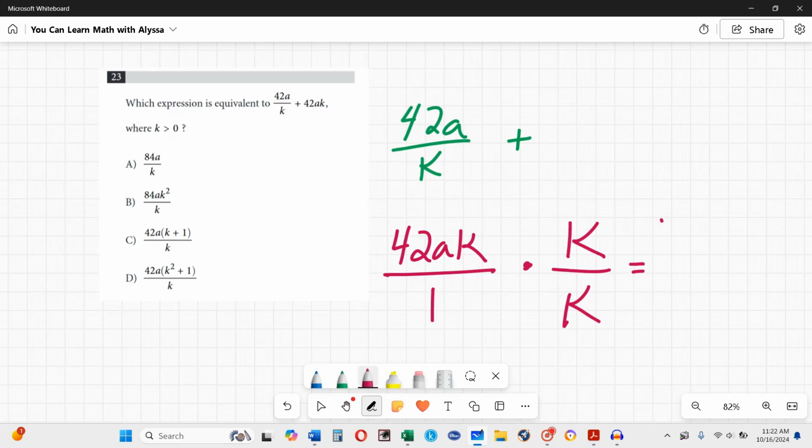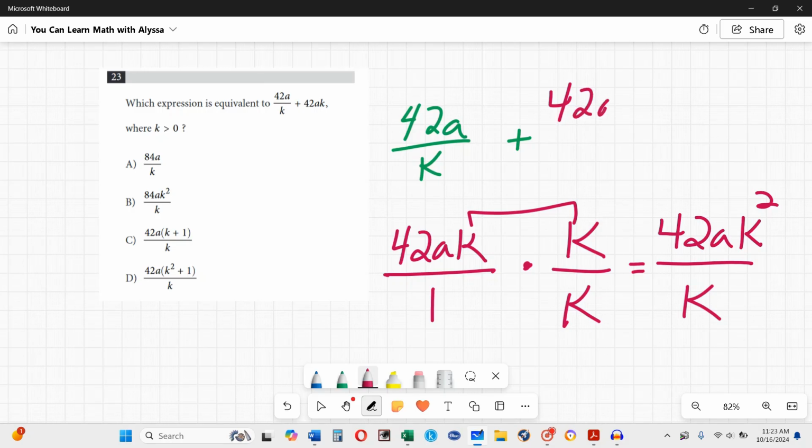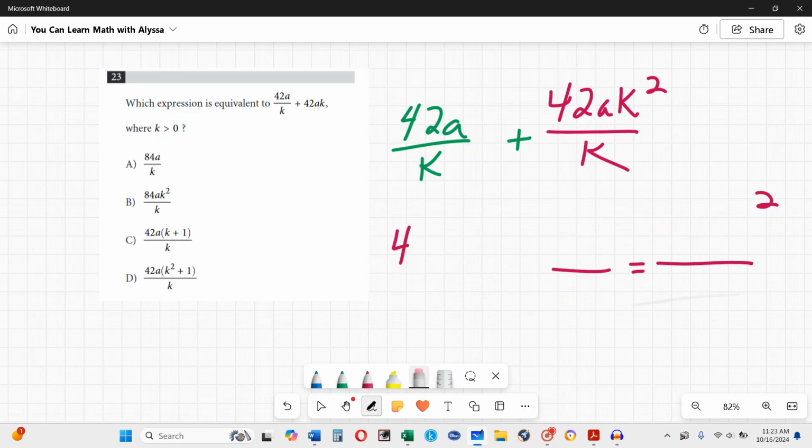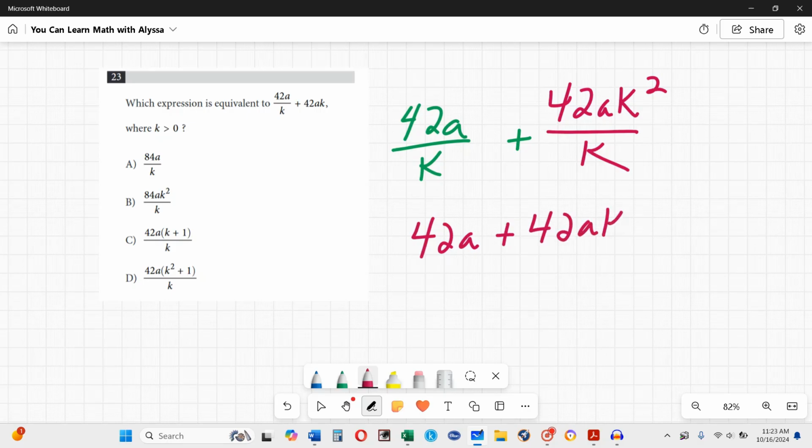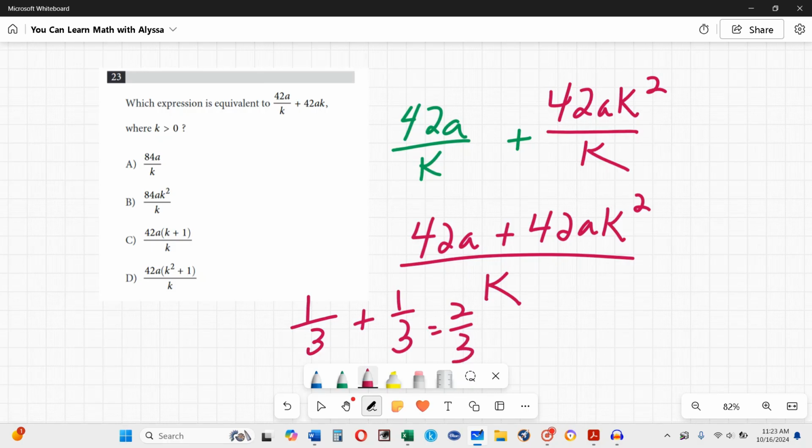So on the top, 42 and the a stay the same. k times k is k squared. On the bottom, 1 times k is k. Okay, I've converted it. And now I can add them. So that is going to be 42a plus 42ak squared all over k. As soon as we have that common denominator, just like 1/3 plus 1/3 equals 2/3, that denominator stays the same. We just add the top numerators together.